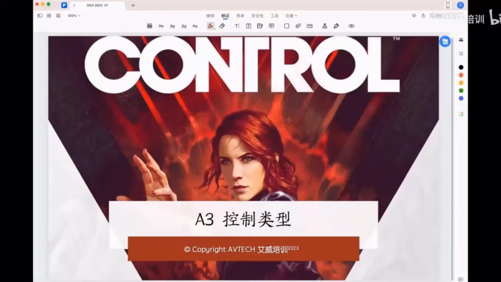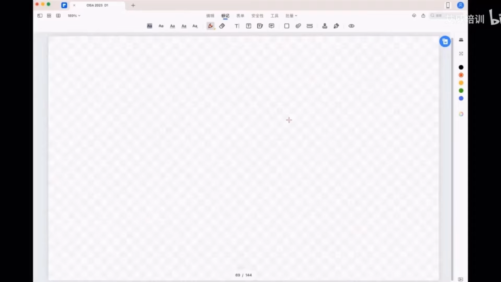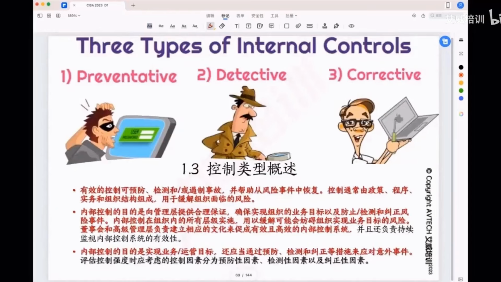The third part is about control types. Regarding control types, we previously discussed prevention, detection, and correction. These three, plus compensation, are the four common types in CISA. Besides prevention, detection, and correction, there's also compensation.